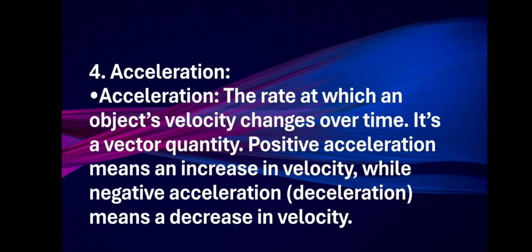It's acceleration. Now let's read what is acceleration. The rate at which an object's velocity changes over time. It's a vector quantity. That means acceleration is a vector quantity and it has both magnitude and direction. Positive acceleration means an increase in velocity, while negative acceleration means deceleration, a decrease in velocity. That means if the acceleration is positive, the velocity is increasing. If the acceleration is negative, the velocity is decreasing.